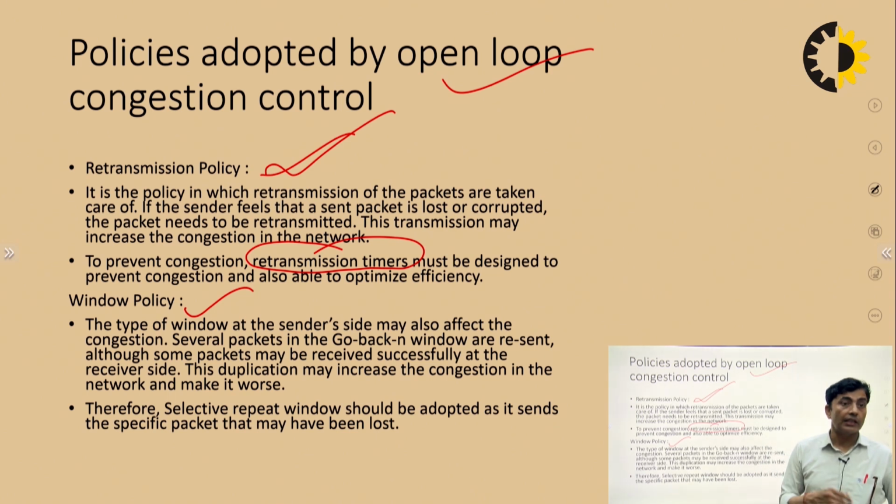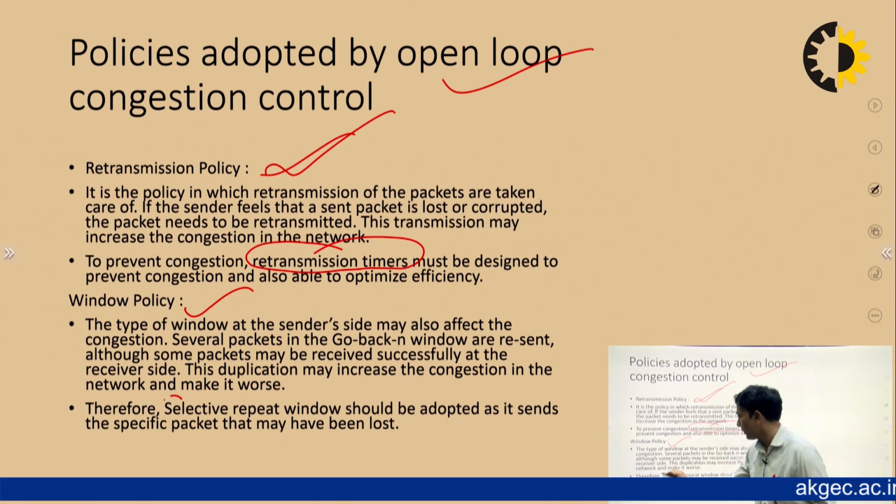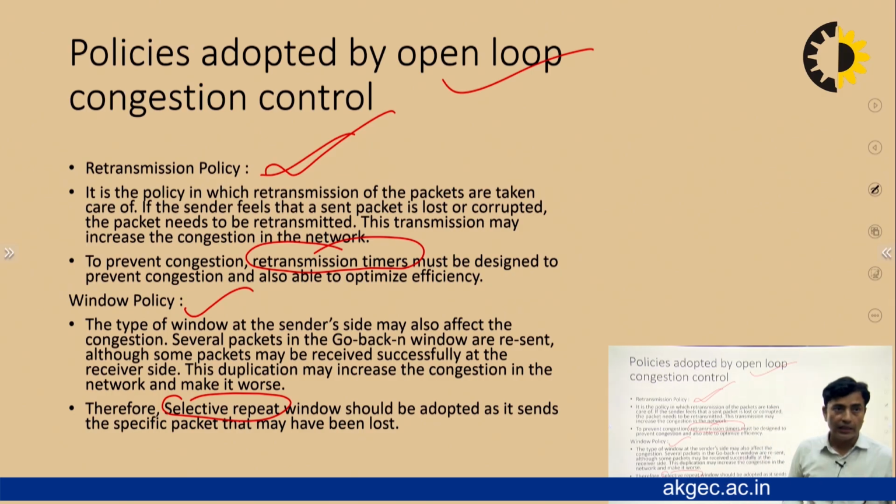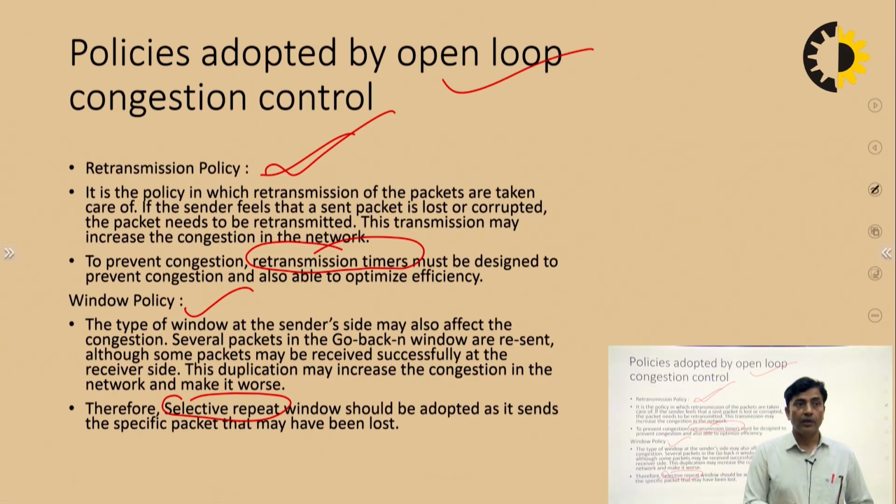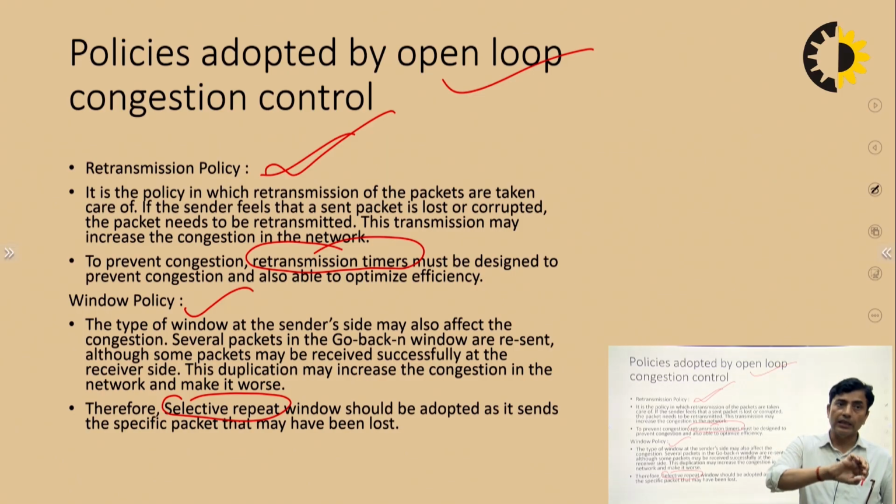Therefore there is a process of selective repeat. What is selective repeat? In this case, a negative acknowledgement comes from the receiver to the sender, indicating that this particular packet number is not received. So what does the source do at that time? The source goes to that particular packet in its window and only retransmits that particular packet, not all the packets following that packet number. So this is selective repeat. So this is the window policy.